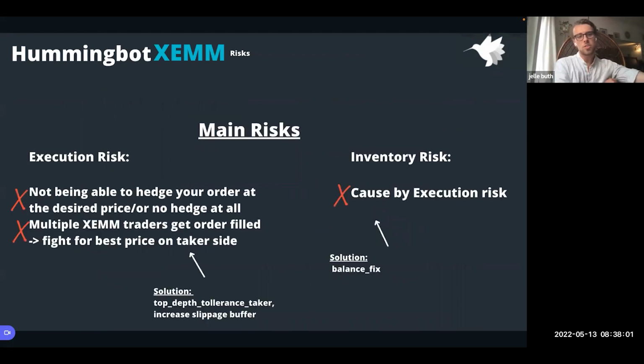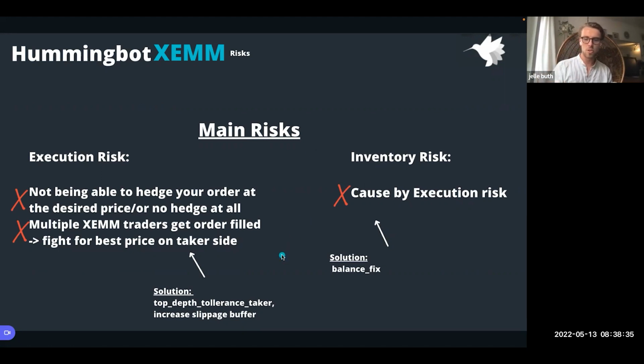The main risks for the strategy are mainly execution risk, which I would define as not being able to hedge your order at the desired price, so the effective hedging price that you earlier defined, or not hedge at all. What I also observed is that this is mainly caused because if your order is being filled on your maker exchange, there might be other cross-exchange market makers fighting for the same taker price, which means there's more slippage, which could mean that you're not hedging at your effective hedging price, but actually at a less beneficial price, etc.